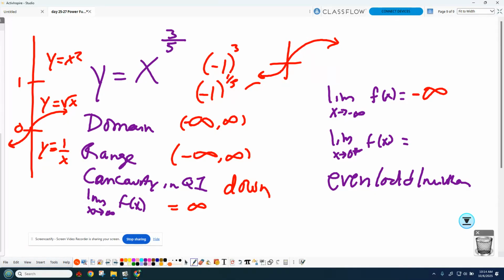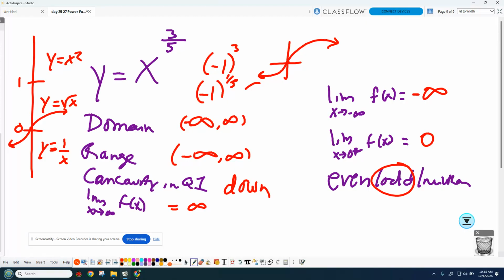Nate, 0 from the right, where does it go? 0. Okay. Is it even or is it odd or is it neither? Cameron, what do you think? Odd. Because we can spin it around here and see the same thing. Yeah. Okay. That could be one of the questions tomorrow.